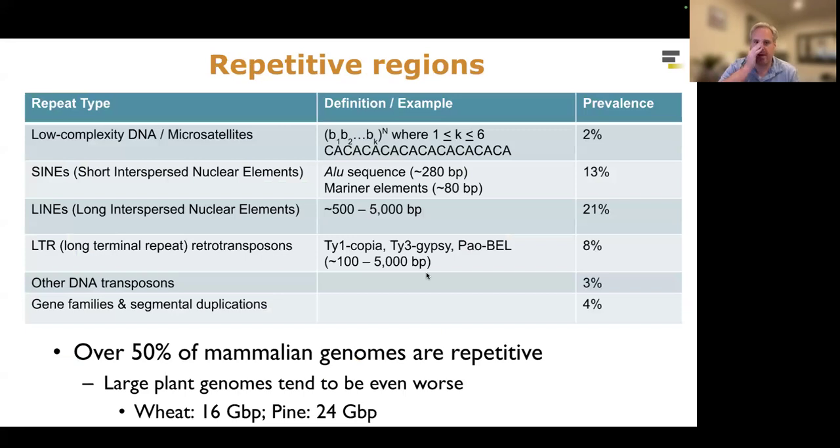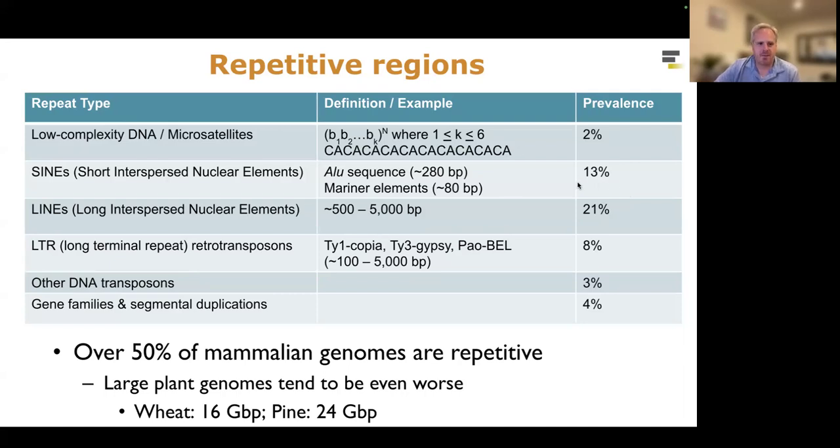Specifically, in the case of a mammalian genome, this comes from the human genome, more than 50% of it will be some type of repetitive sequence. A few major classes in the human genome are LINE and SINE elements. These are a few hundred to a few thousand nucleotides long, and nearly 40% of the genome will be in these two classes alone.